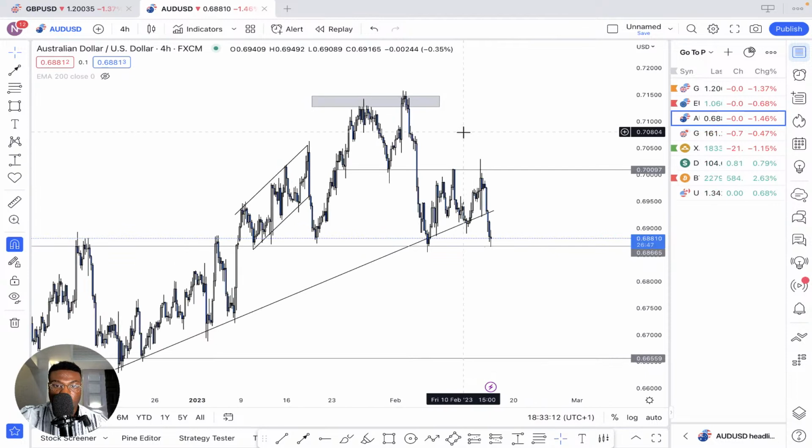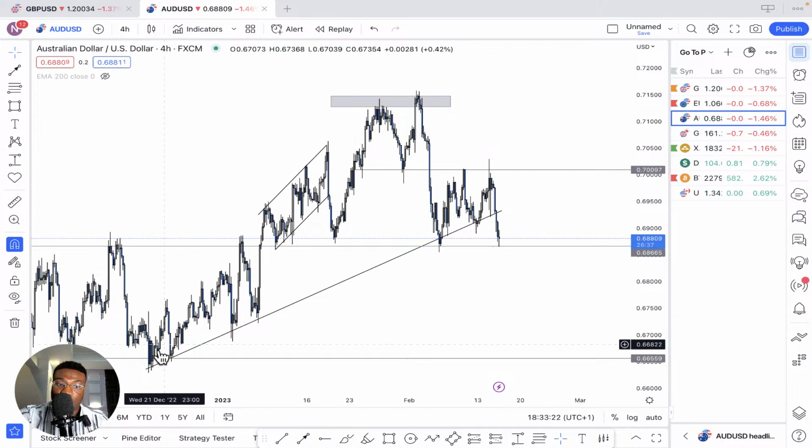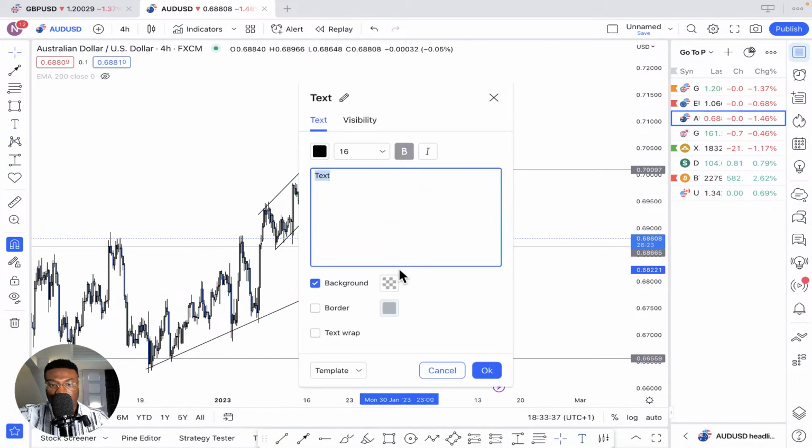So we're pretty much looking at a similar thing to the Euro USD on the AUD USD market, the Aussie dollar market, and we've seen that for a long time. I think since December 2022, the Aussie dollar market has been trading above this significant support trend line. Let me just indicate that as well.